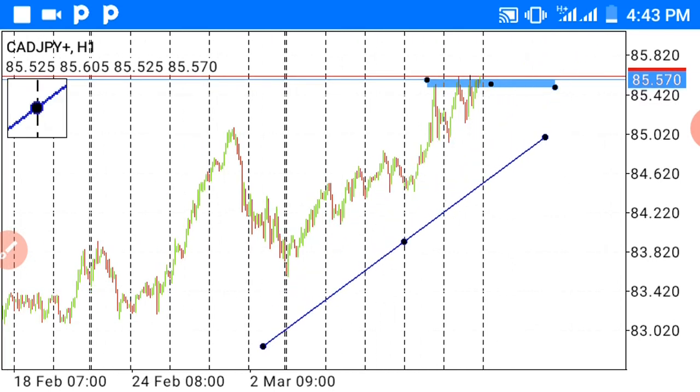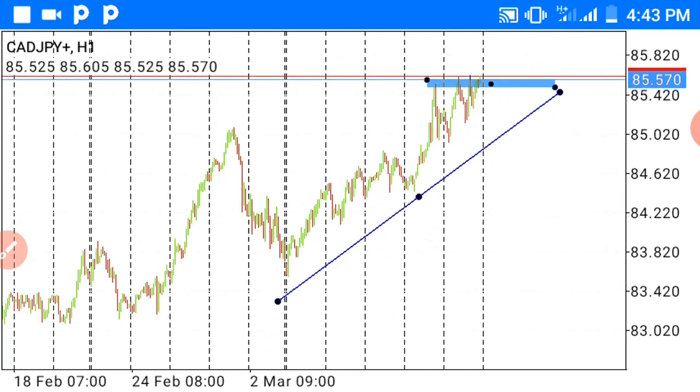As you can see, it is a trending market, so you can leave your take profit open while you use your trailing stop. So I think that's the last one for today.